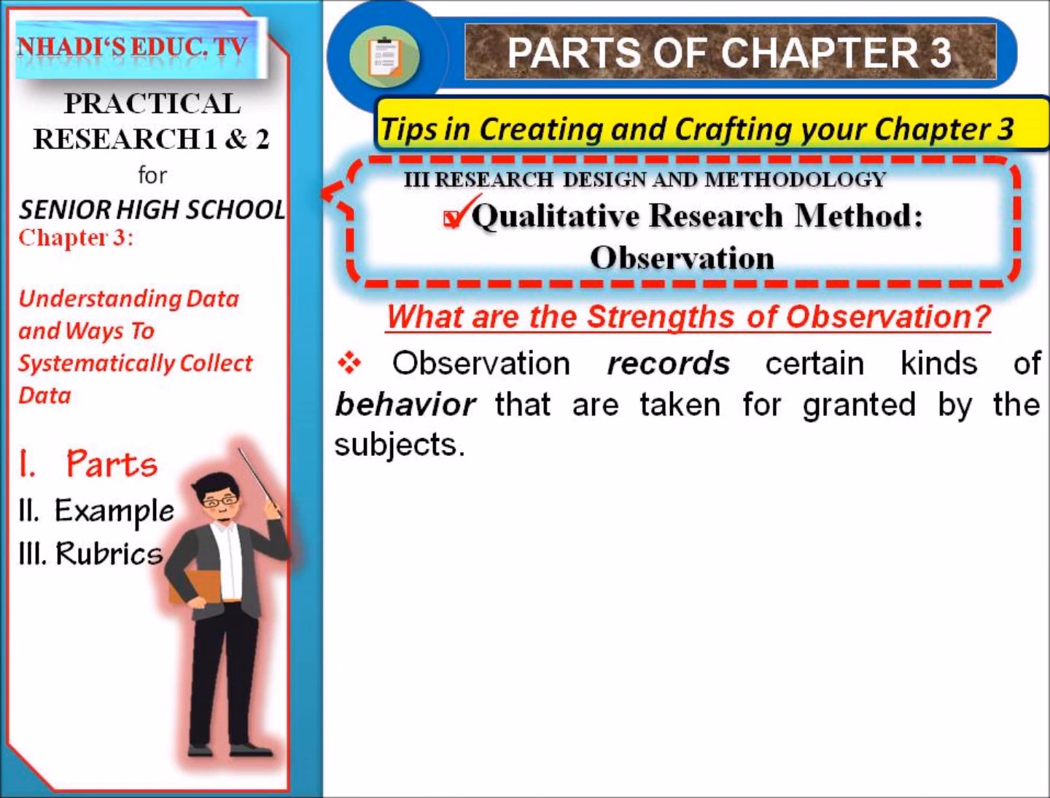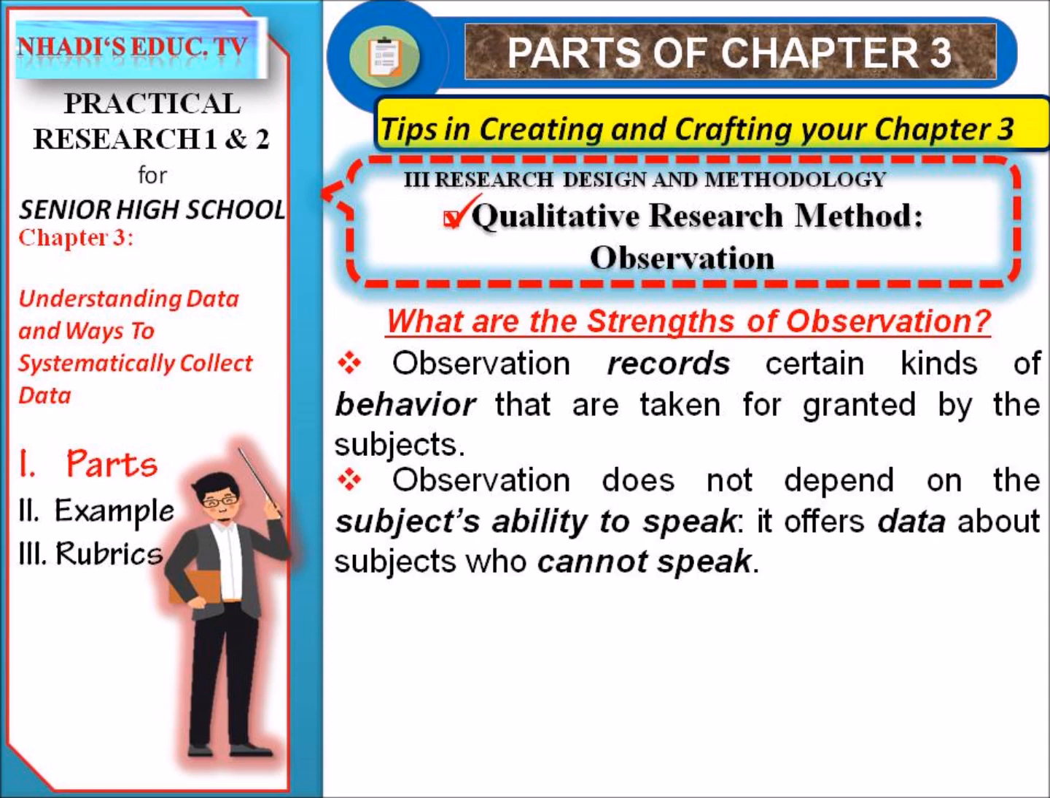Still on the strengths of observation, observation records certain kinds of behavior that are taken for granted by the subject. For example, a farmer may not be able to describe in detail his daily activities, but a researcher can observe what he does. Observation does not depend on the subject's ability to speak.